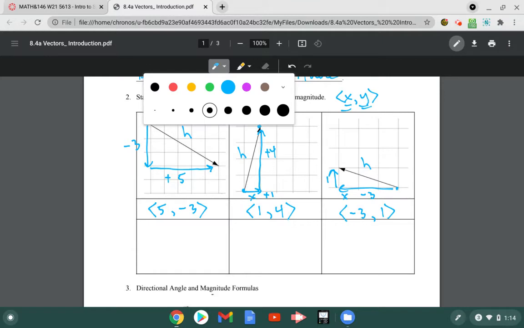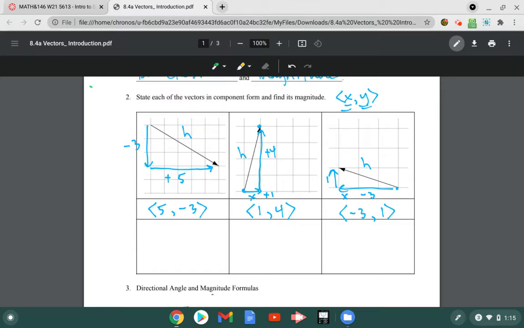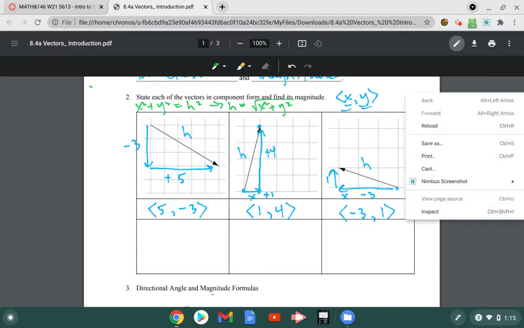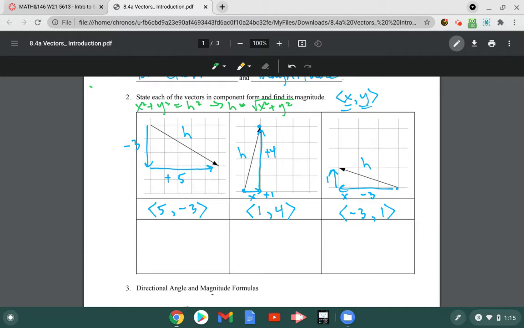Let me do it up above here in green. We know that x squared plus y squared is equal to that hypotenuse squared. So we can find the hypotenuse by taking the square root of x squared plus y squared. A lot like the radius in our polar form. To describe the magnitude, we use bars around the vector name or the vector in component form, so ⟨x, y⟩. So that describes magnitude. Absolute value, also a distance.